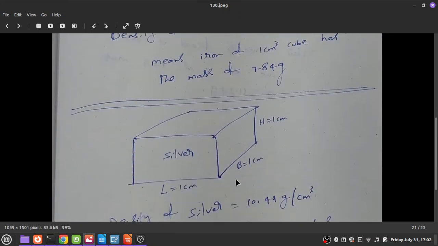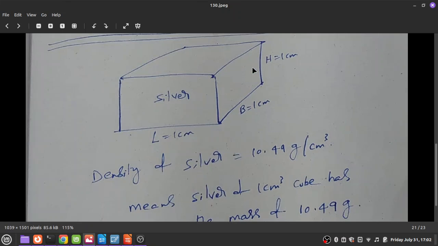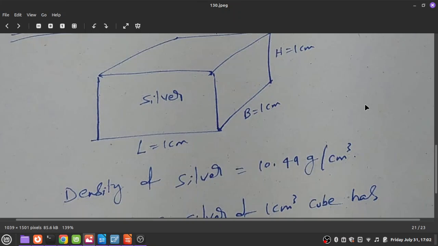Next you see silver. For silver also, you have taken a silver cube whose length is 1 centimeter, breadth is 1 centimeter, height is 1 centimeter. So its volume is 1 centimeter cubed. And for this silver cube the weight is 10.49 grams. Therefore the density of silver is 10.49 grams per centimeter cubed.